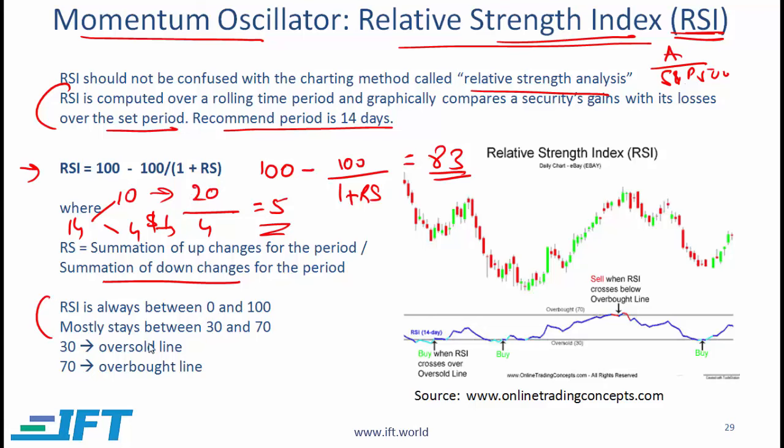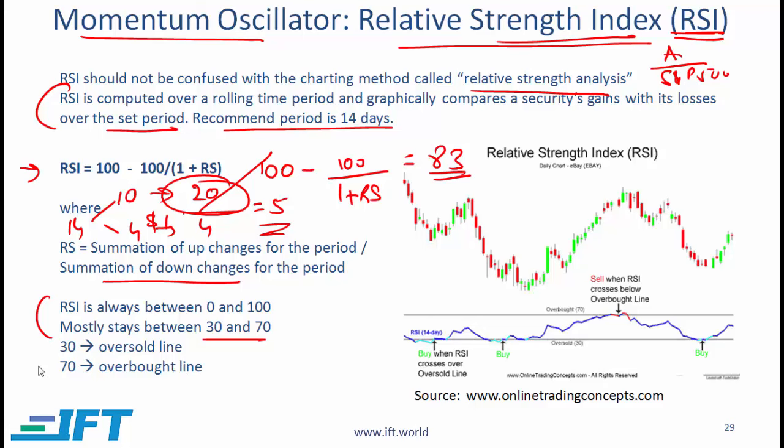But mostly it stays between 30 and 70. The example we used was a little extreme because we took a very high number in the numerator. So we came up with 83. You notice that what is happening here is the market is going up a lot. And that should suggest to you that when we have a relatively high number, then the market is probably overbought, which means that this is a good time for you to sell.